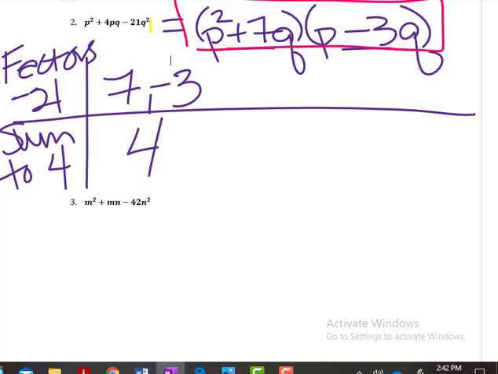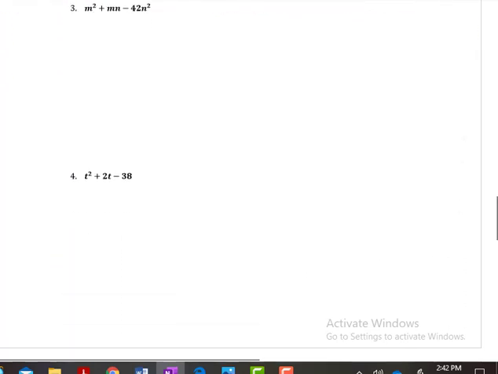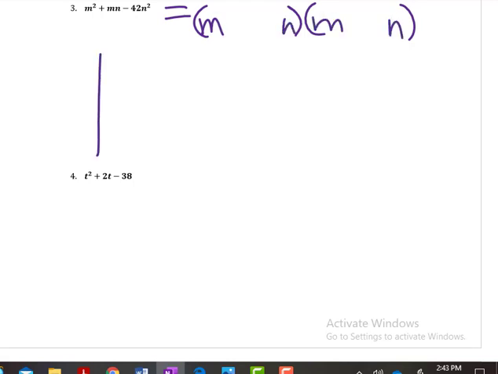And number 3 is similar. We have 2 variables with number 3 as well. So let's take a look, and it is in descending order of m. There are no greatest common factors. So I'm going to get my answer area ready. And then I'm going to look at the numbers.